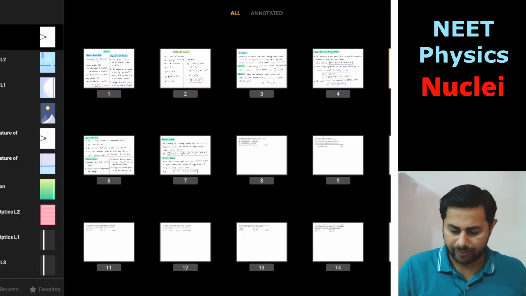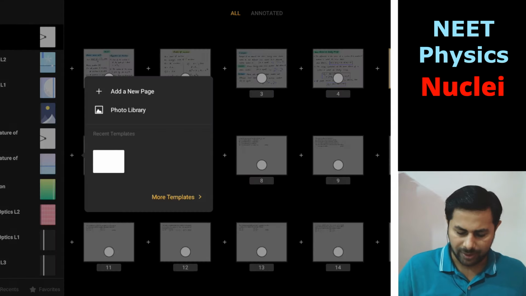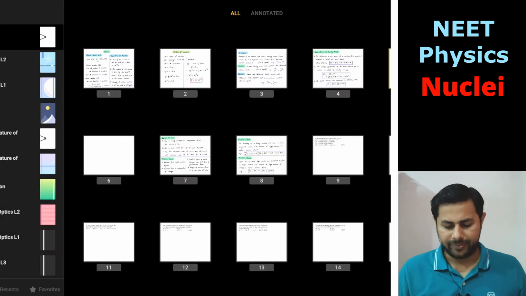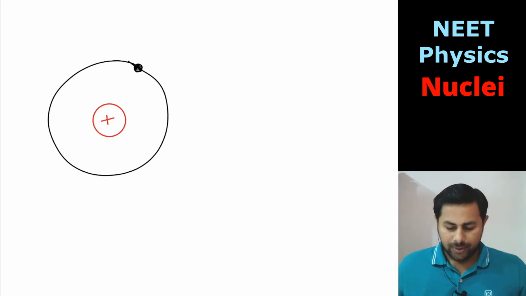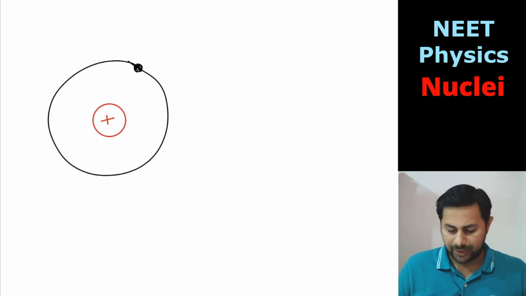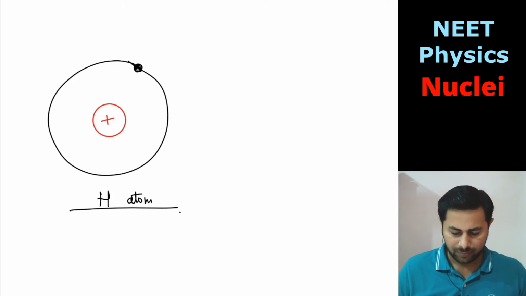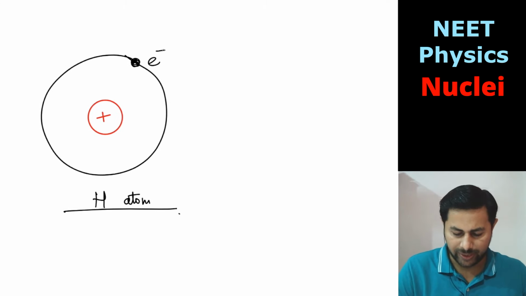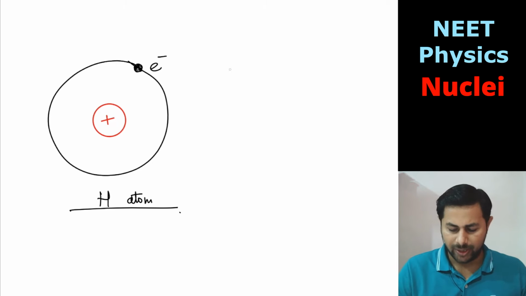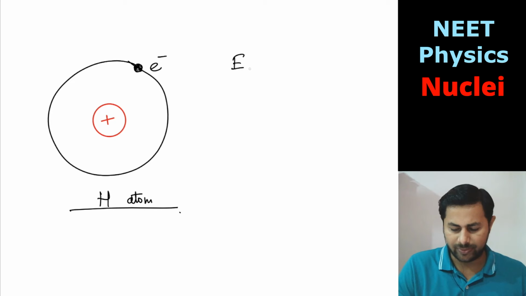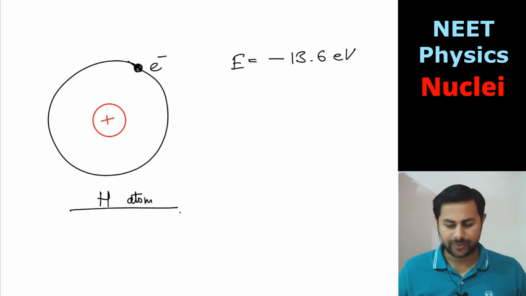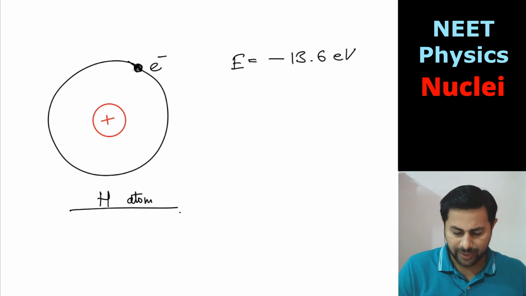If you think about an atom, for example a hydrogen atom, this is the electron revolving in the first Bohr orbit. How much is its energy? The energy of this electron in the first Bohr orbit, we studied this in the last chapter itself, is minus 13.6 electron volts. So this is the energy of the electron.